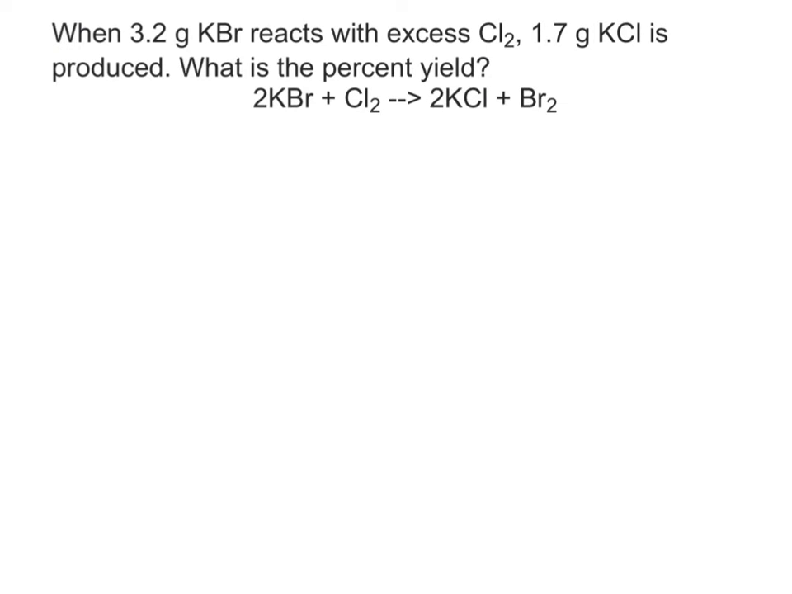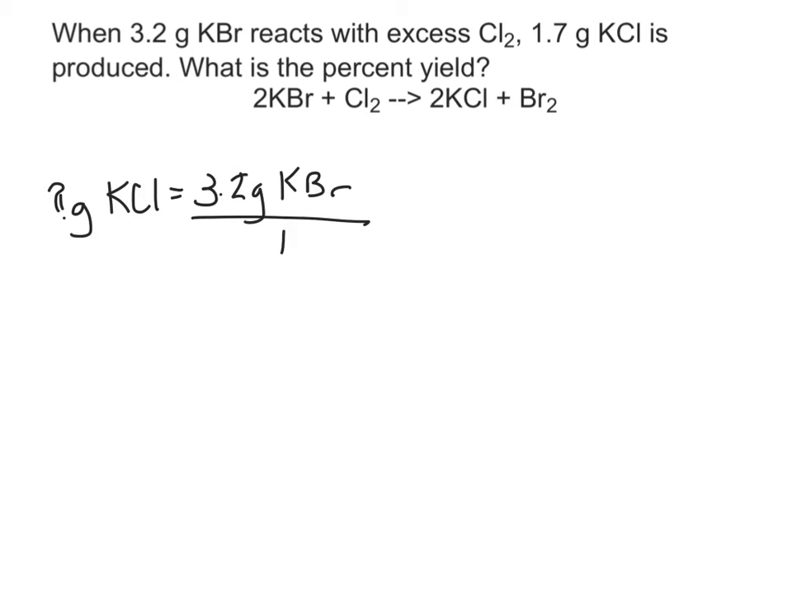Let's look at an example. When 3.2 grams of potassium bromide reacts with excess chlorine gas, 1.7 grams of potassium chloride is produced. What is the percent yield? My first step is to calculate my theoretical yield. So I want to find out how many grams of potassium chloride I would make if I reacted all of my 3.2 grams of potassium bromide.